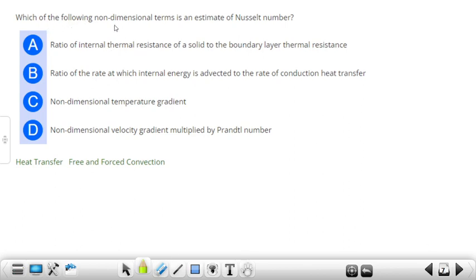Which of the following non-dimensional term is an estimate of Nusselt number? Option A, ratio of internal thermal resistance of solid to boundary layer thermal resistance. Option B, ratio of rate at which internal energy is advected to the rate of conduction heat transfer. Option C, non-dimensional temperature gradient. Option D, non-dimensional velocity gradient multiplied by Prandtl number.